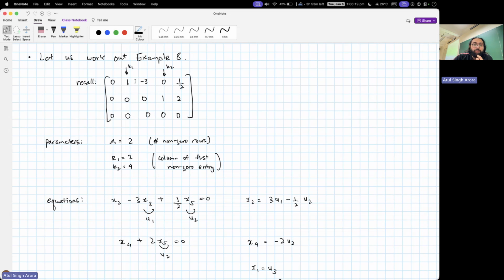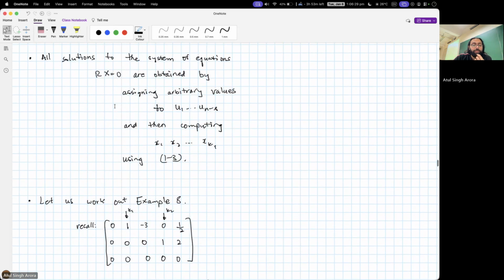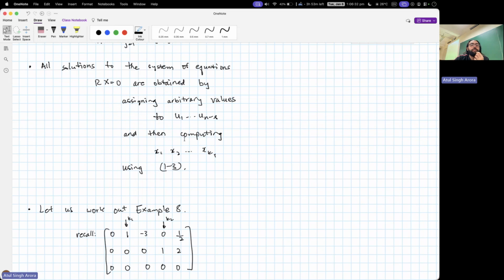So here we are basically going through an example. So this was the matrix, the row echelon matrix that we had. So here k1, so the number of rows that are non-zero is, okay, let me ask you. How many non-zero rows are there?